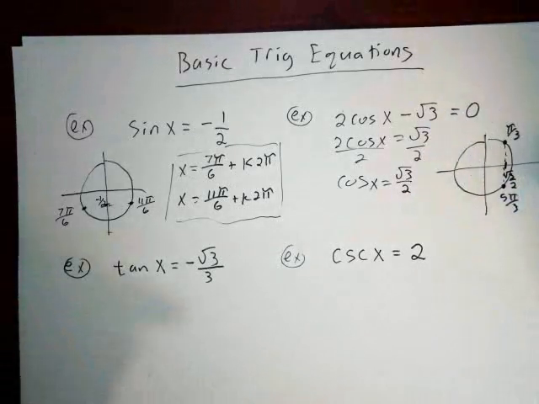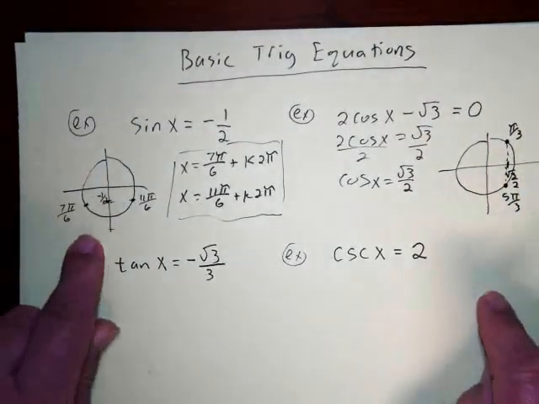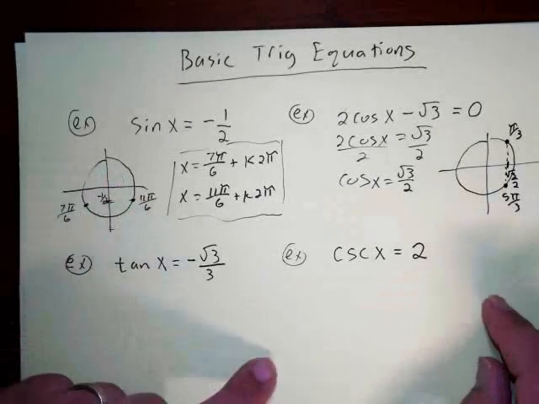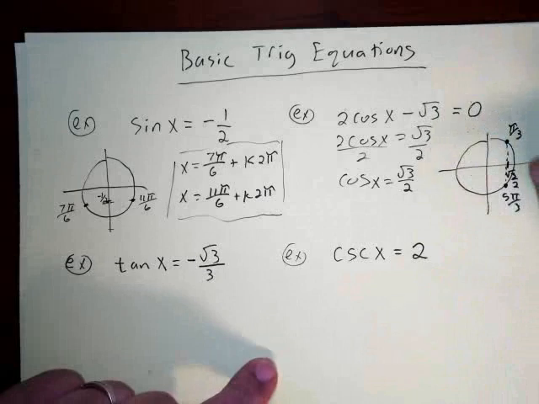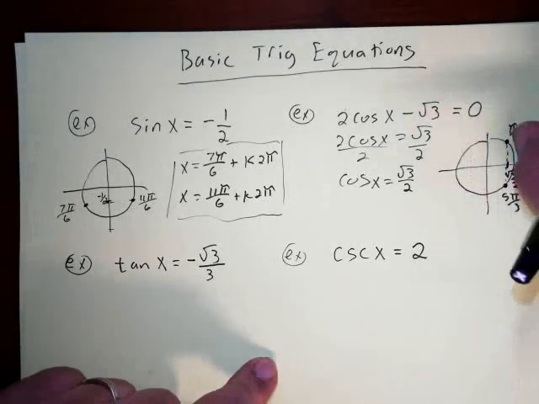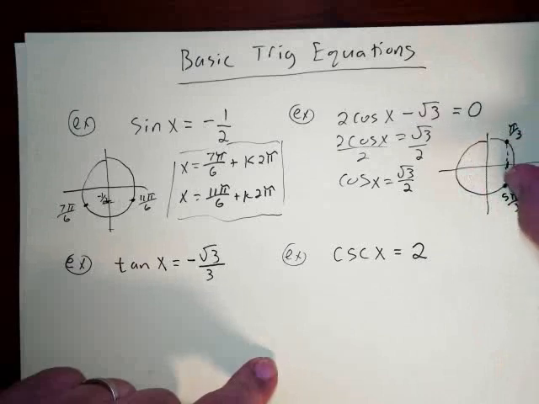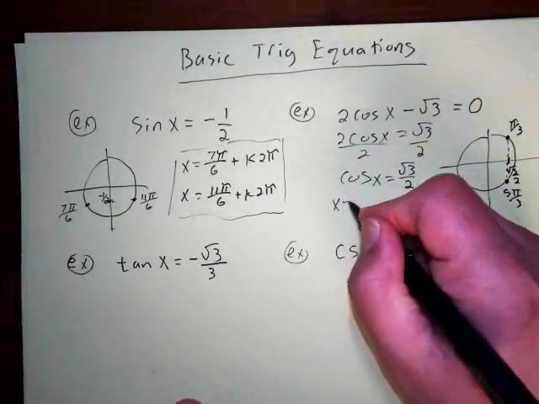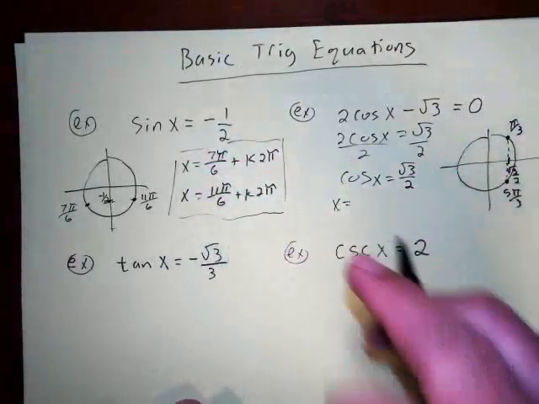So if you have a sine, the two solutions are across from each other horizontally. And if you have a cosine, the two solutions are across from each other vertically, like this. And now we have to write the solutions like this to get all of them.